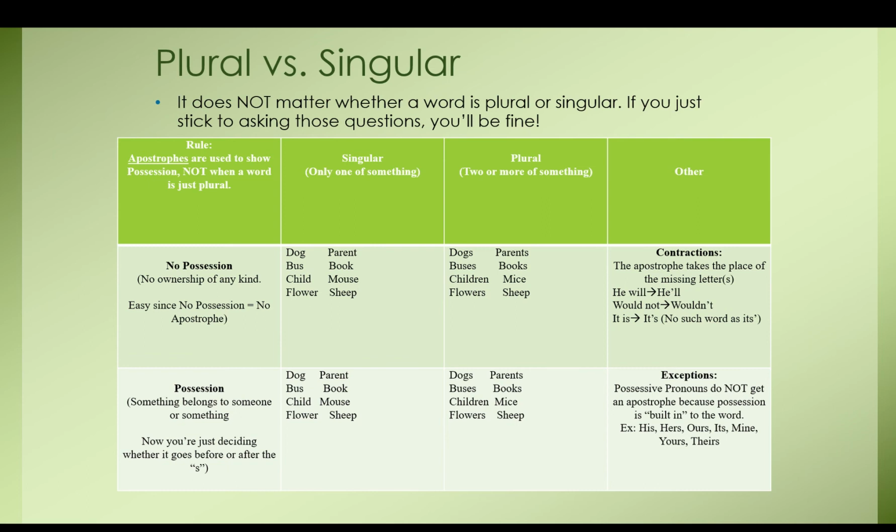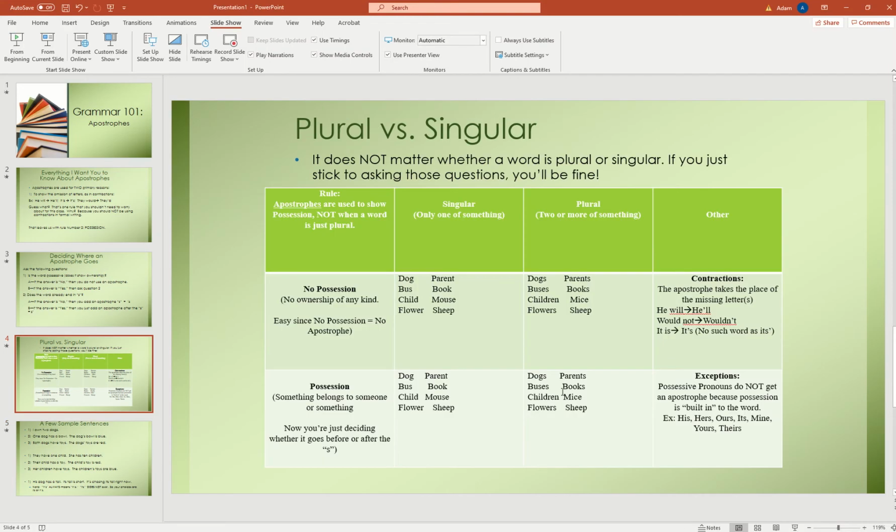So I've got this chart set up. We're going to actually fill in this part, the apostrophe parts, correctly. So we have singular words here. There's only one of something. Plural here, two or more of something. This is the no possession row and the possession row. So if there's no possession, I have one dog, one bus, one child, one flower, one parent, one book, one mouse, one sheep. Where does the apostrophe go in these?